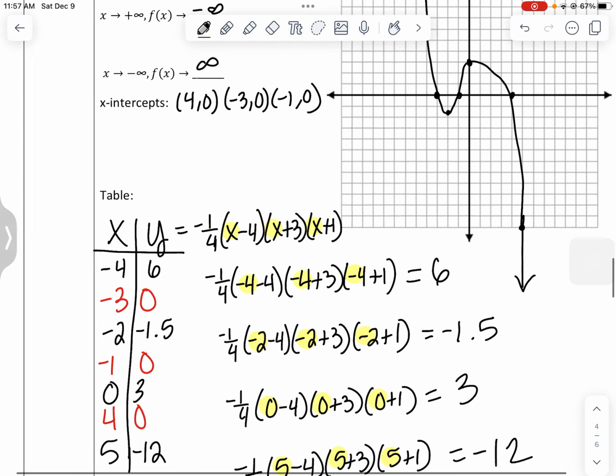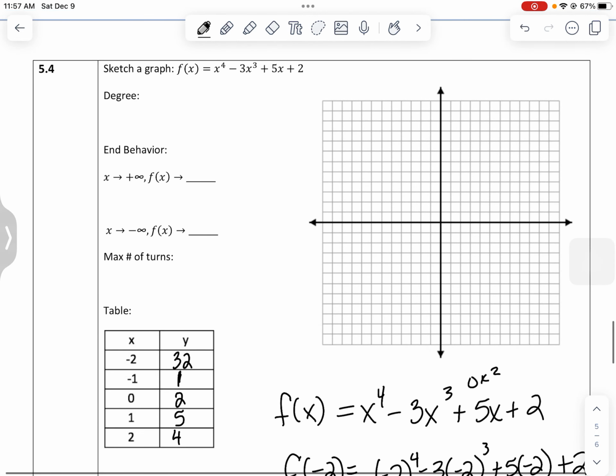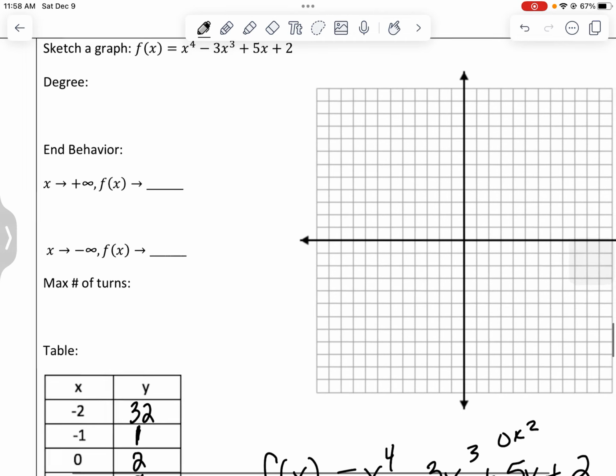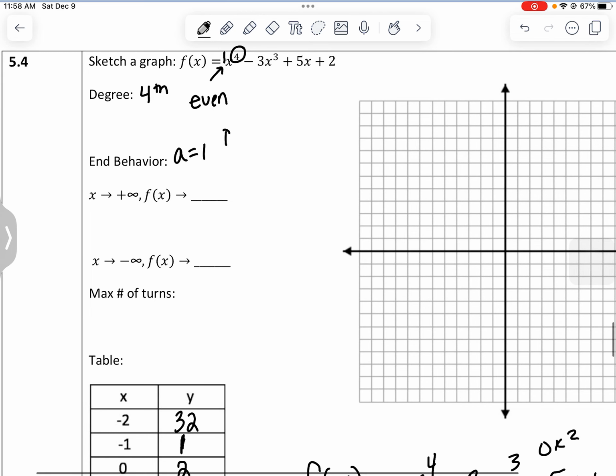So that was graphing in factored form, which was from 5.3. Then we did graphing in standard form as well, which is the multiplied out version, and that was in 5.4. It started similarly, so we looked at the degree. This one's easier to find because you just look at the highest exponent, so it's 4th degree. And then you look at the leading coefficient, which in this case would be 1. So this is an even function with a positive coefficient, and so you would have end behavior something like this.